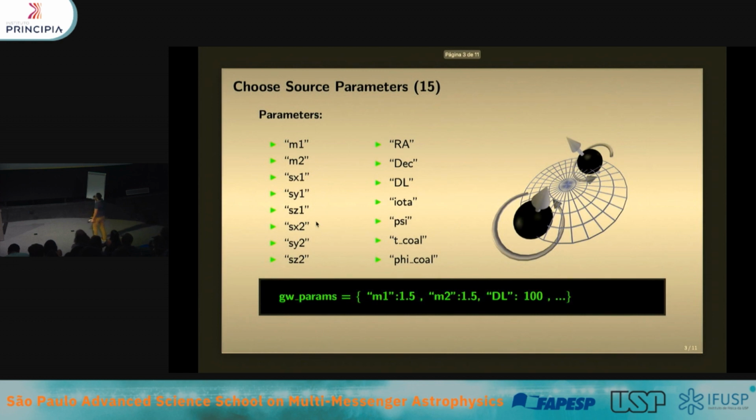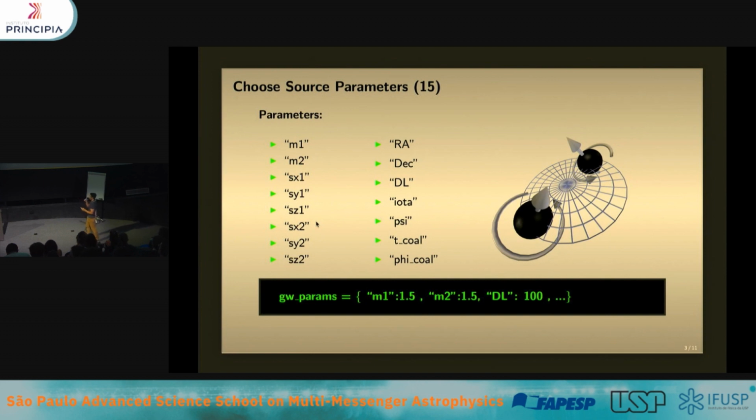The gravitational wave parameters we use in this software are 15 parameters for circular orbits of these binaries of black holes. In the left column you have the intrinsic parameters of these binaries: the masses of the objects and the spin components. On the right side we have the extrinsic parameters: the right ascension, the declination, the sky position of the source. We have iota, the inclination of the binary with respect to the line of sight between us and the source. Psi is the polarization angle. And we have t_coal and phi_coal, the coalescence time and the phase of the coalescence.